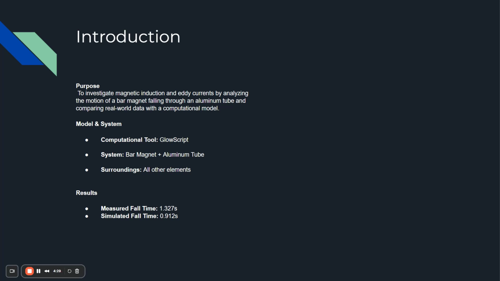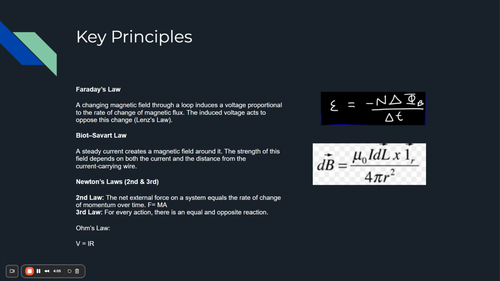Our system consists of the magnet and the aluminum tube, and everything else will be treated as the surroundings. And we have a quick little preview of our results where the measured time was about 1.3 seconds, and the simulated fall time was about 0.912 seconds. And so here are some key principles to understand.